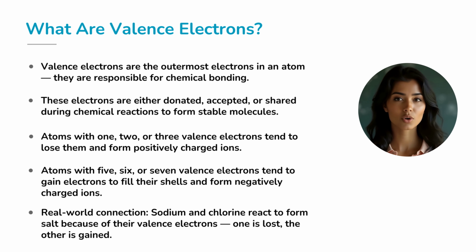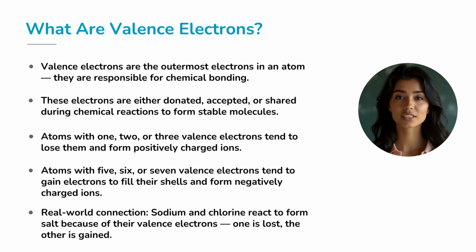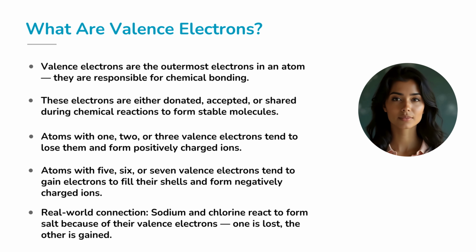If an atom has 1, 2, or 3 valence electrons, it usually loses them to become stable, forming positive ions. If it has 5, 6, or 7, it gains electrons to complete the octet, forming negative ions. And what about atoms like carbon with 4 valence electrons? They usually share electrons, forming covalent bonds.